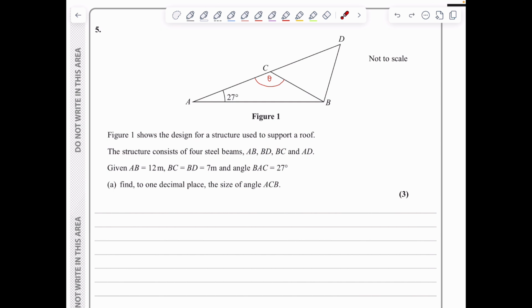I'll call this theta. I will add the lengths that we were given. So there it is, 12, 7, and 7.